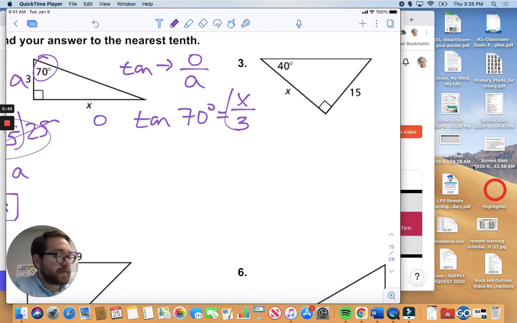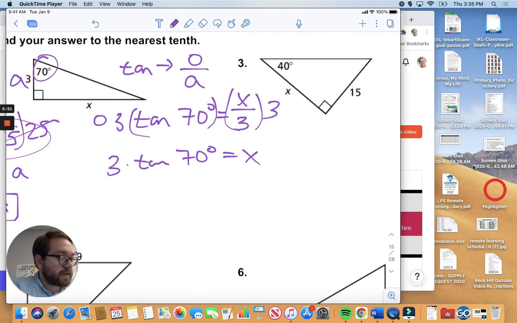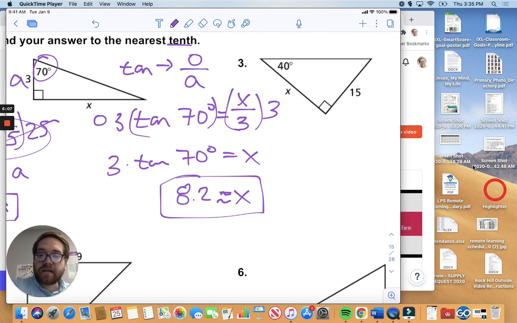And then I'll multiply both sides by 3. So I have 3 times tangent of 70 degrees is equal to x. And then in my calculator again I'll do 3 times tangent of 70. So x is approximately 8.2, again rounding to the nearest tenth place. And so that's what x is equal to.